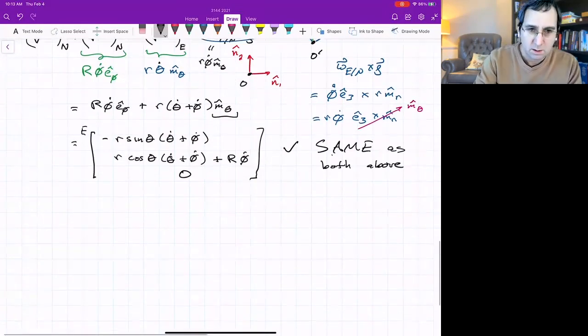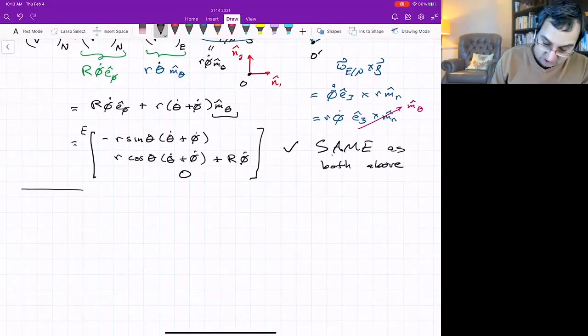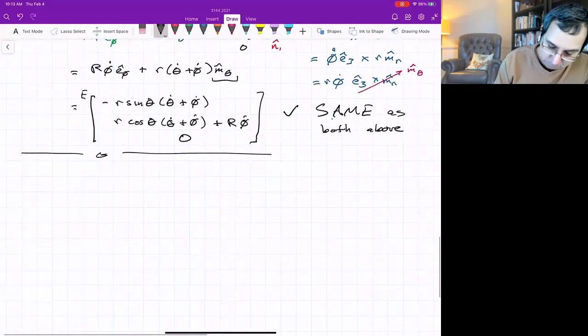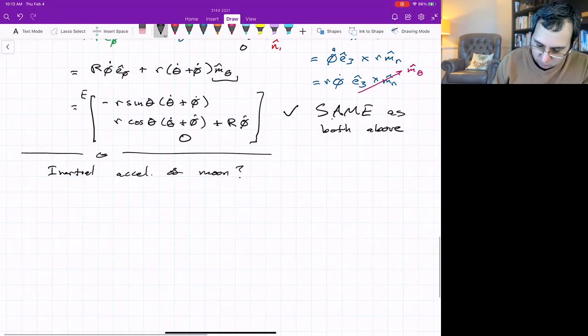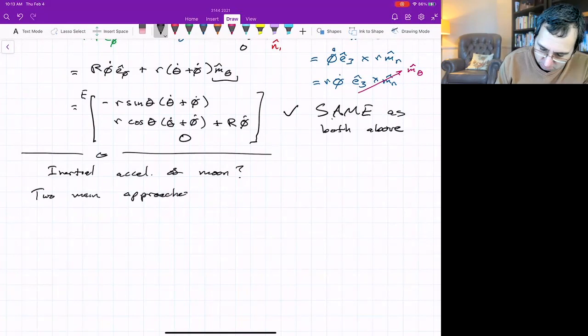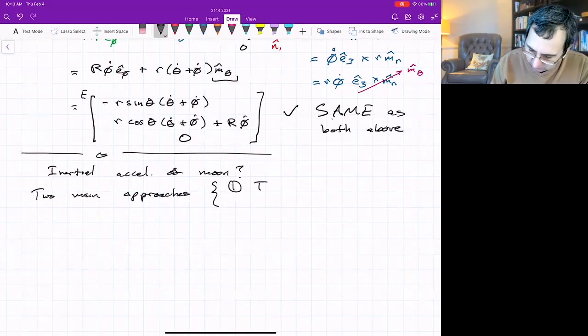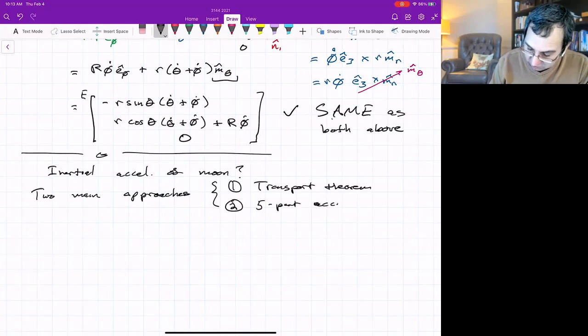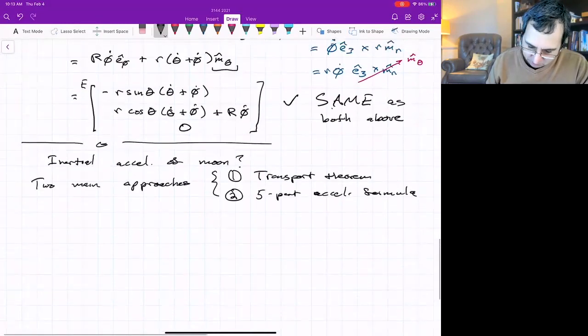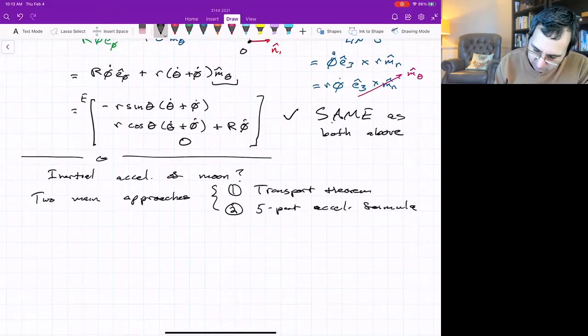That's good. All right, what if you wanted the inertial acceleration of the moon? Well, again, the two main approaches would be the use of the transport theorem, or the 5-part acceleration formula, which I think takes way more work. What would the transport theorem give you? I'll show you. Oh, this is a freebie here.